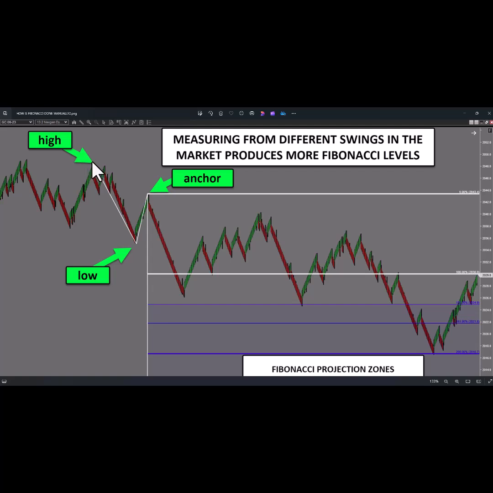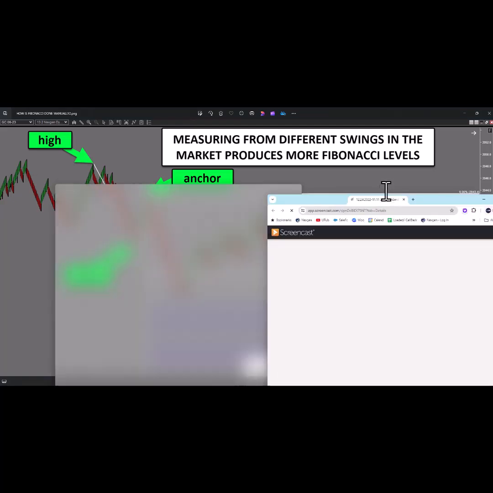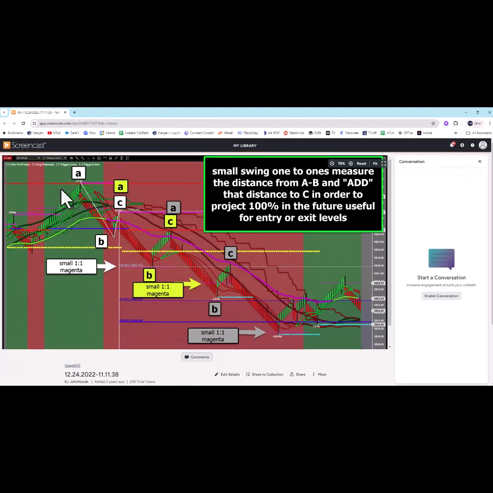So this is just a different visual. The one that's in the auto answer is just as good, but it's the same thing. You're taking the distance from A to B, adding it to C, which gives you the 1-to-1. And then distance from A to B, add it to C once you have a C, and then 1-to-1. Okay, cool.